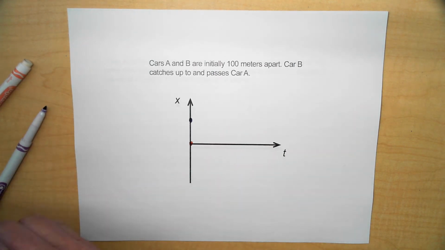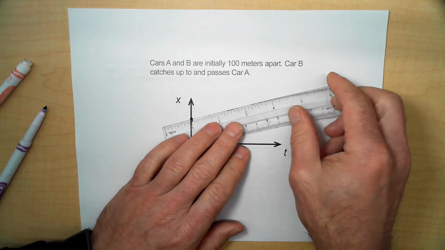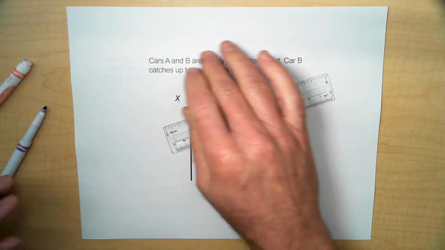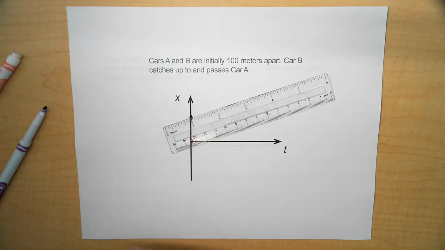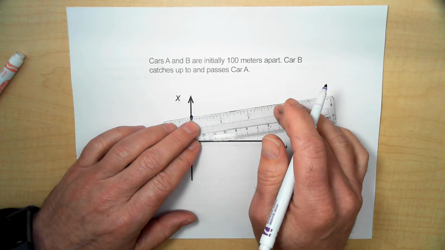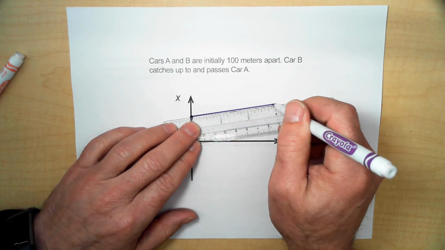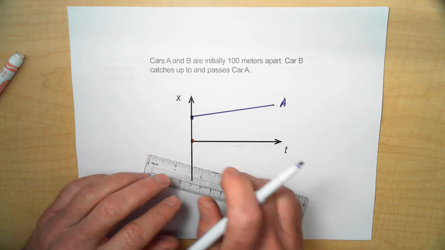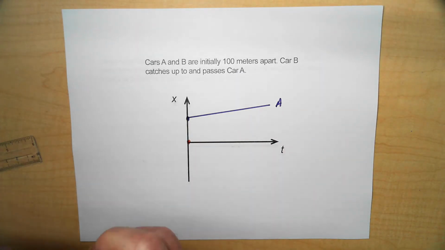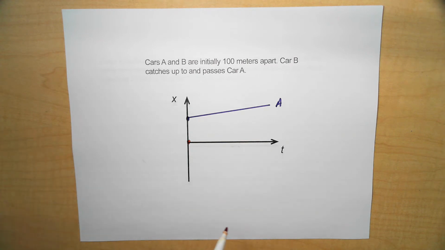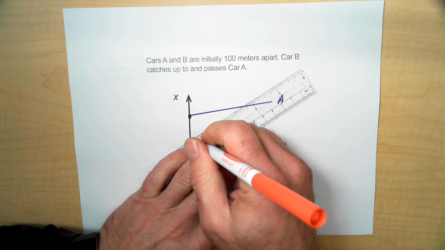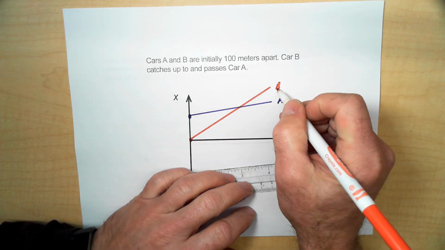So let's get A going. A is moving in the positive direction. We could have made this all negative if we wanted to. There's nothing in the scenario that says we can't be going in the positive direction, but here we go. So A is going to be going, I don't want to make it too steep. It's too steep rather. There's A, moving along. Now B starts out behind and passes. So B has to be going faster, so I need a steeper slope. There we go. There's B.